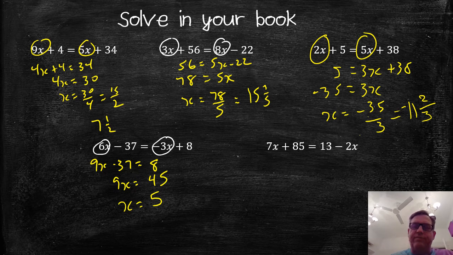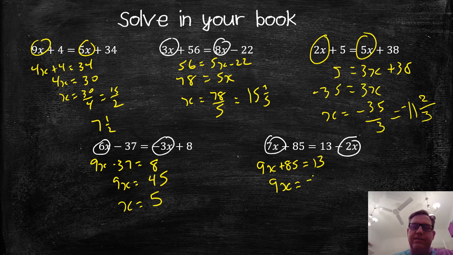Okay, the last one of this batch, I have a minus 2x and a 7x, so I want to move the minus 2x by adding 2x to both sides. So 9x plus 85 equals 13. I'm going to take away 45 from both sides, so 9x equals minus 72, and then I'm going to divide by 9, and x equals minus 8.